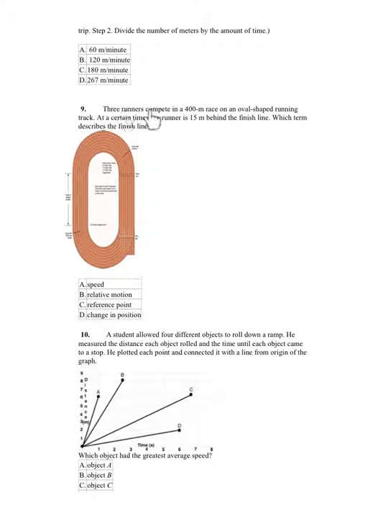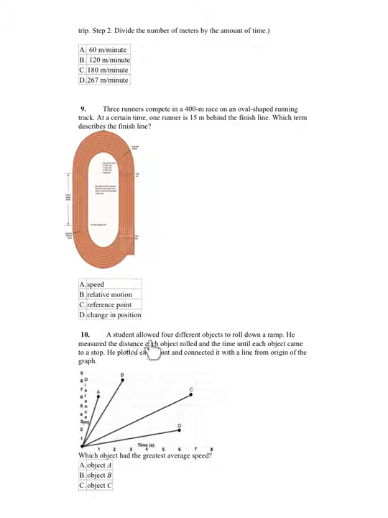Number 9. 3 runners compete in a 400-meter race on an oval-shaped running track. At a certain time, one runner is 15 meters behind the finish line. Which term describes the finish line? A. Speed. B. Relative motion. C. Reference point. D. Change in position.